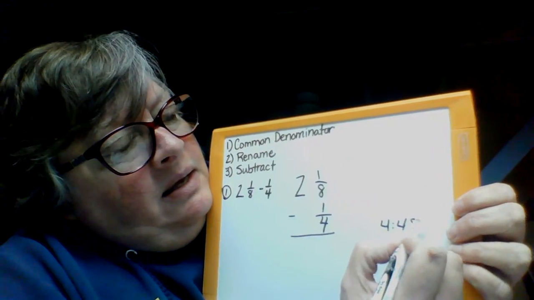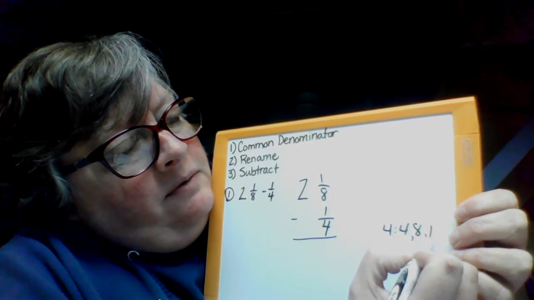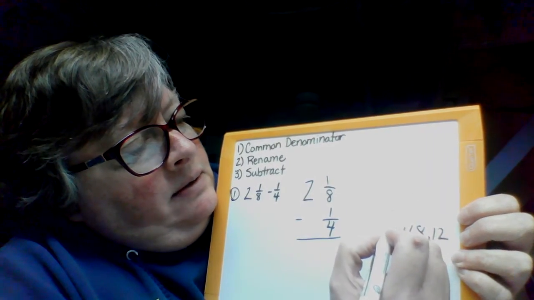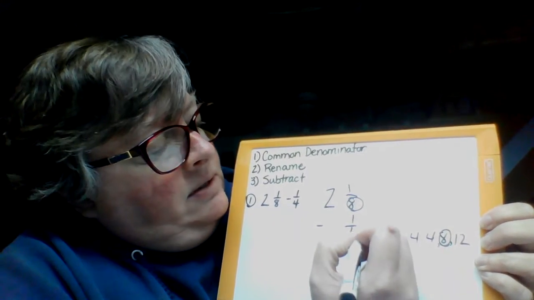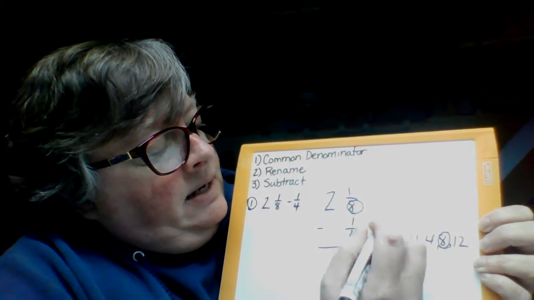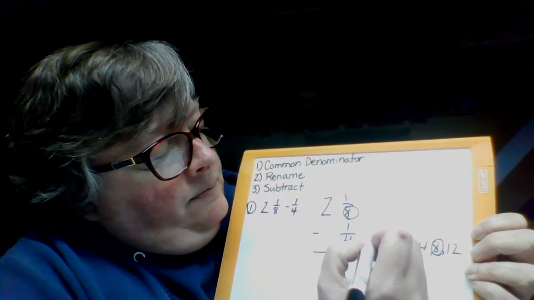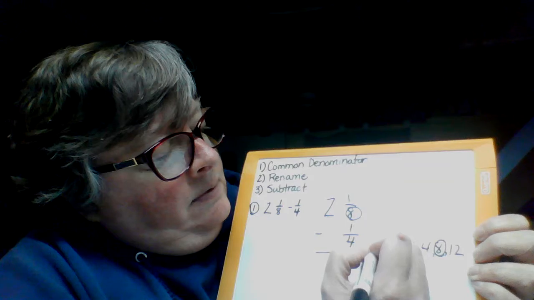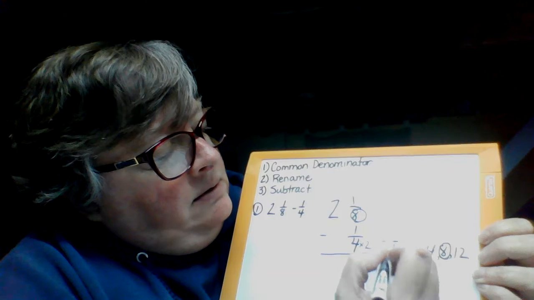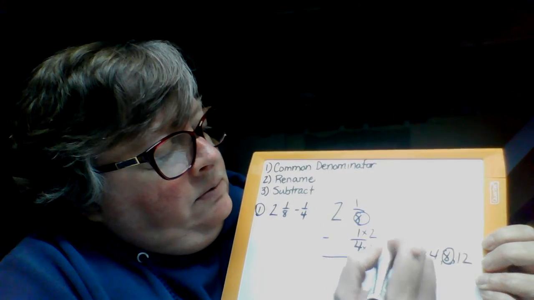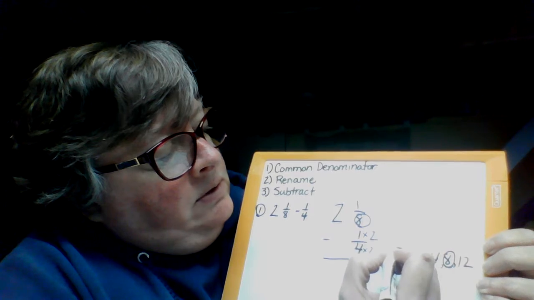Alright, so I'm going to do my 4, 8, 4 times 3 is 12. I think I can stop there because we have an 8 here and an 8 here. So this 8 does not have to change, but we have to change this to eighths. 4 times 2 is 8, so I have to multiply the top by 2. So that is 2 times 1 is 2.